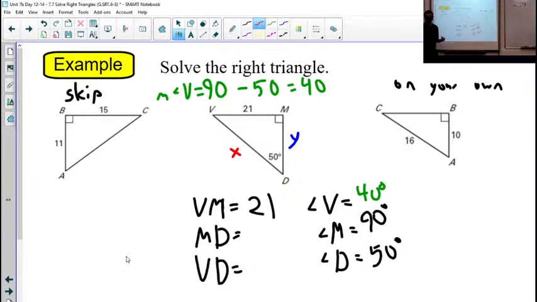Let's solve for X first. This time, unlike my last problems that we've been doing, I know my angle. I also know across from the 50, I know opposite. What am I trying to solve for? I'm trying to solve for the hypotenuse. So I know opposite, I want hypotenuse. So opposite and hypotenuse, that's sine's job.